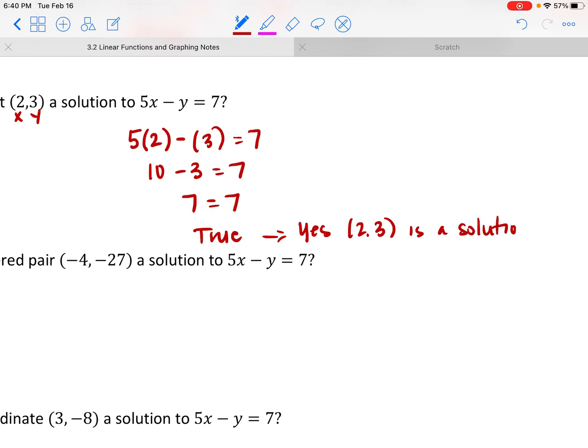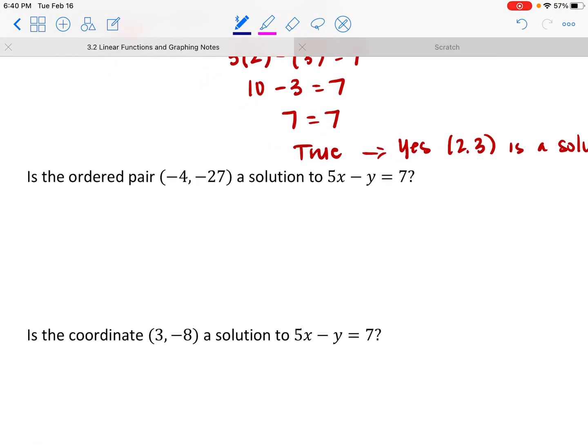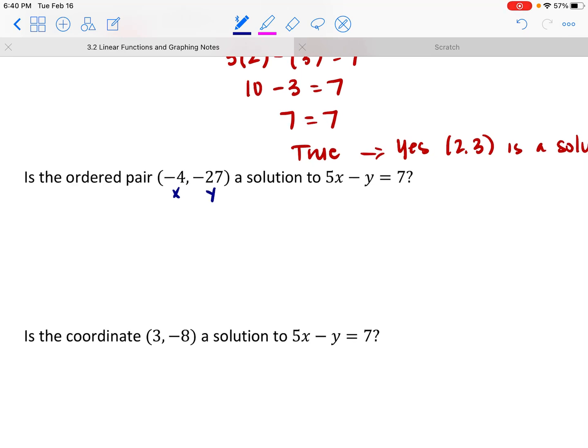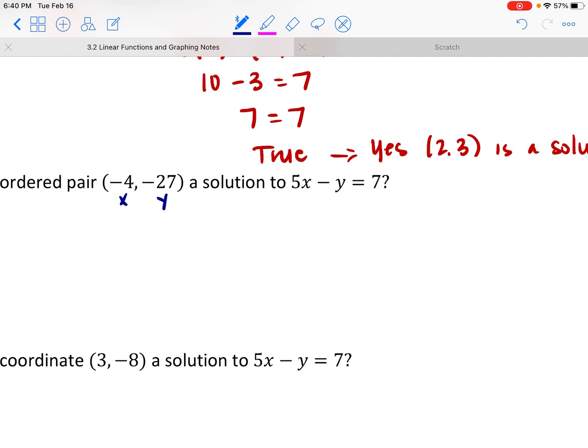Okay, let's try that again. Is the ordered pair (negative 4, negative 27) a solution for the same linear function? This time we're going to replace x with negative 4 and y with negative 27. So 5 times instead of x, negative 4, minus instead of y, we're putting in negative 27. Does that equal 7? And notice when I'm plugging in, I'm using parentheses, that way I don't miss any signs.